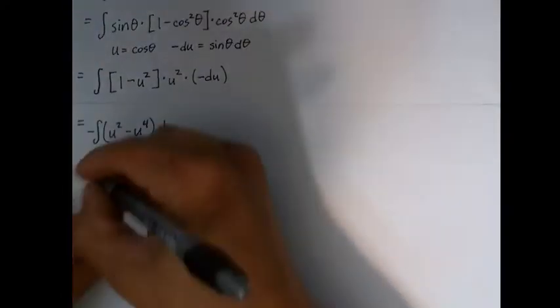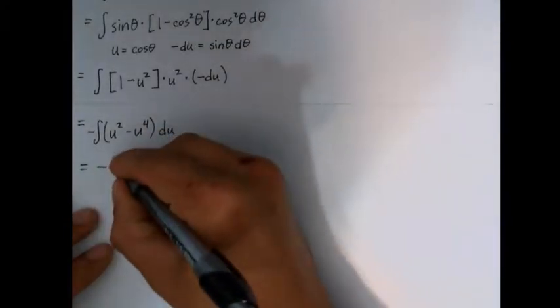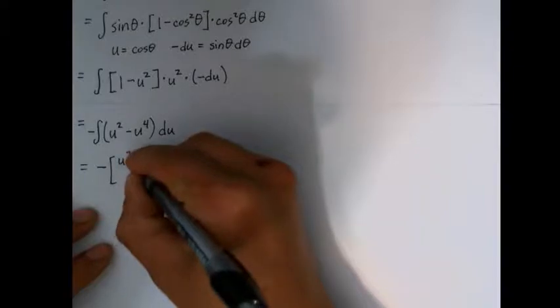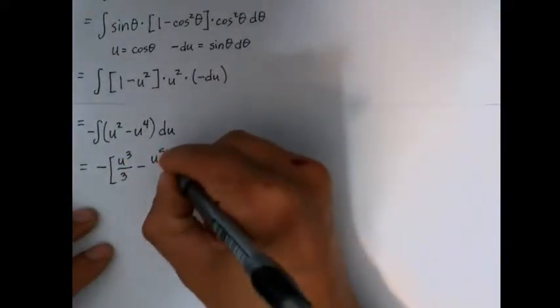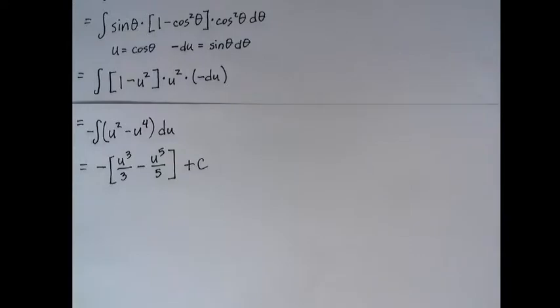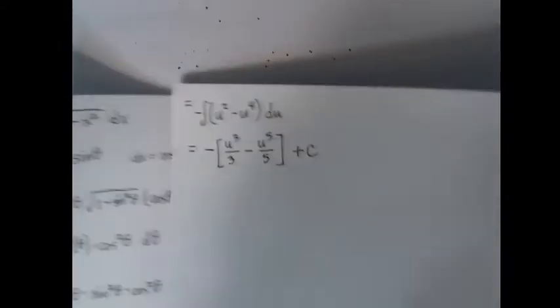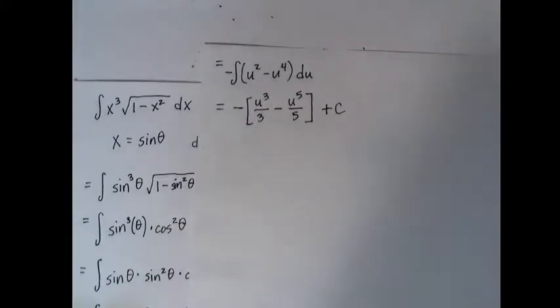Now we need to integrate. So when I integrate this, I get the opposite of u cubed over 3 minus u to the 5th over 5 plus a constant. Okay, now, what's the problem here? Oh, let me move that over so we can see it. Alright, what's the problem here?